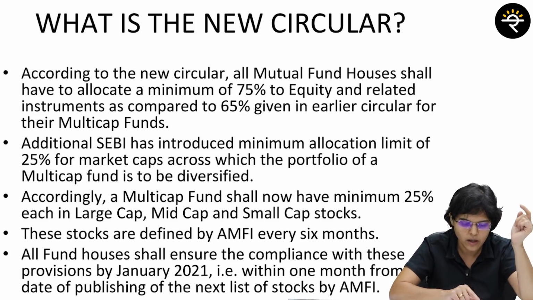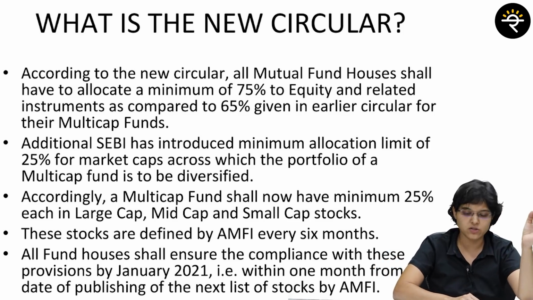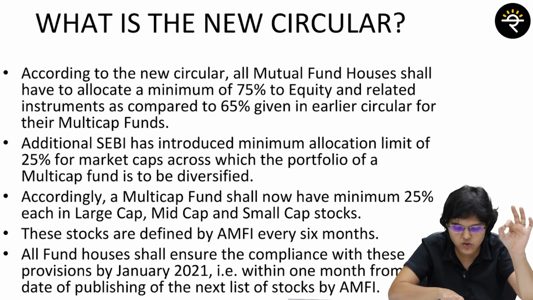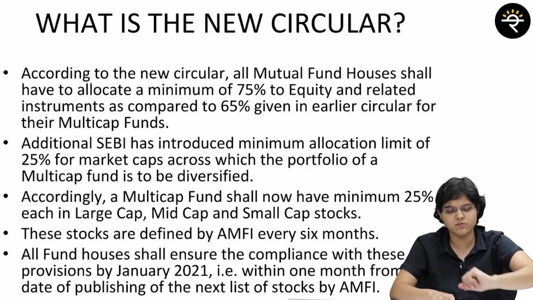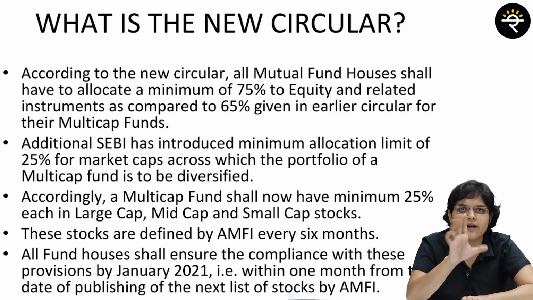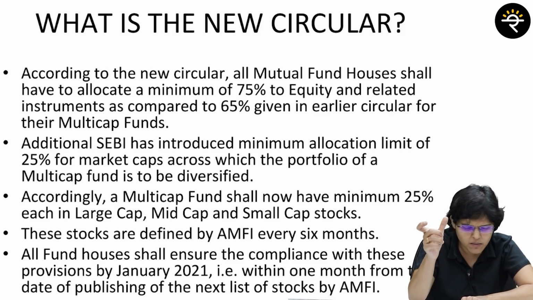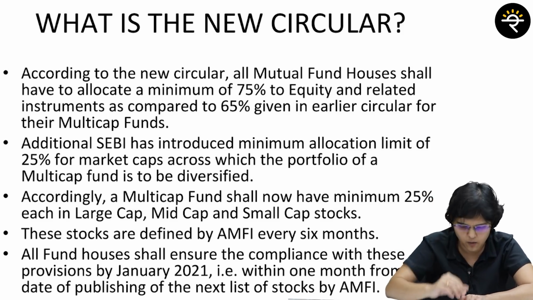So I'll read it out for you. This is what is mentioned in the SEBI circular: all fund houses shall ensure the compliance with these provisions by January 2021, that is within 1 month from the date of publishing of the next list of stocks by AMFI. Okay, wait. Now that point I understood, that till January 2021 they have to comply with. But the last part, within 1 month from the date of publishing of the next list of stocks by AMFI. What is this? I'll tell you.